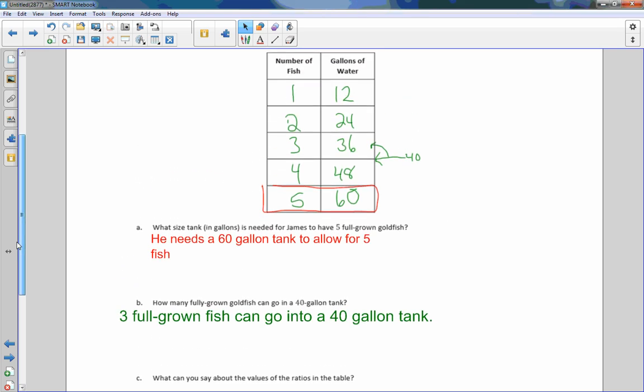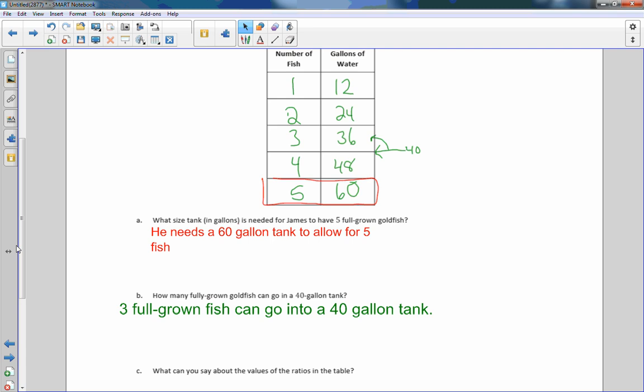C. What can you say about the values of the ratios in the table? Okay, so let me just erase this explanation over here, and we're going to reduce all of these. 1 is prime. I can't reduce less than 1, so that is my ratio I'm looking for. 2 divided by 2 is 1. 24 divided by 2 is 12. 3 divided by 3, 36 divided by 3. 4 divided by 4, 48 divided by 4. 5 divided by 5 is 1, and 60 divided by 5 is 12.